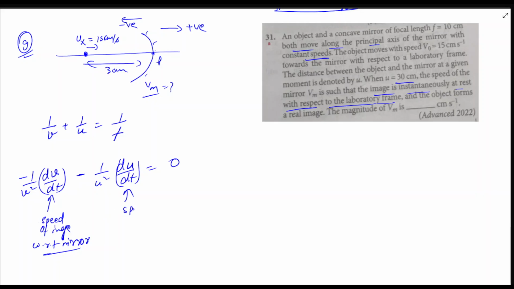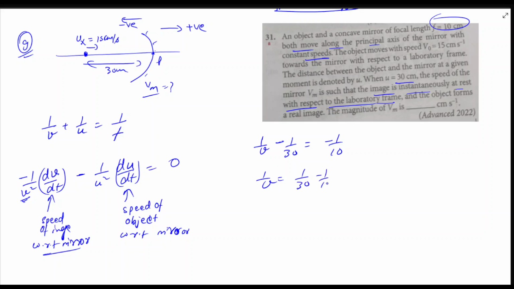Again, this is the speed of the object with respect to the mirror. So definitely we need v. Let's put those values. 1 by v minus 1 by 30 will be equal to minus 1 by 10, because focus is 10. So 1 by v will be 1 by 30 minus 1 by 10. So this will be 1 minus 3 over 30, so v will be equal to minus 15 centimeter.